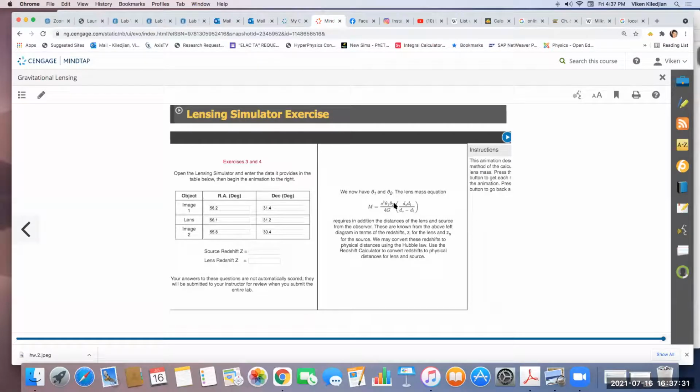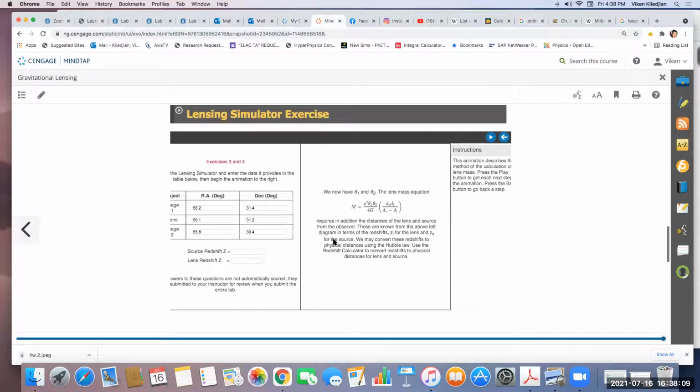So we've got theta 1, theta 2, speed of light squared over 4G, ds dl over ds minus dl. It requires, in addition, the distances of the lens and the source from the observer. These are known from the above left diagram in terms of the redshift zl for the lens and zs for the source. We may convert these redshifts to physical distances using the Hubble law. Use the redshift calculator to convert redshifts to physical distances.